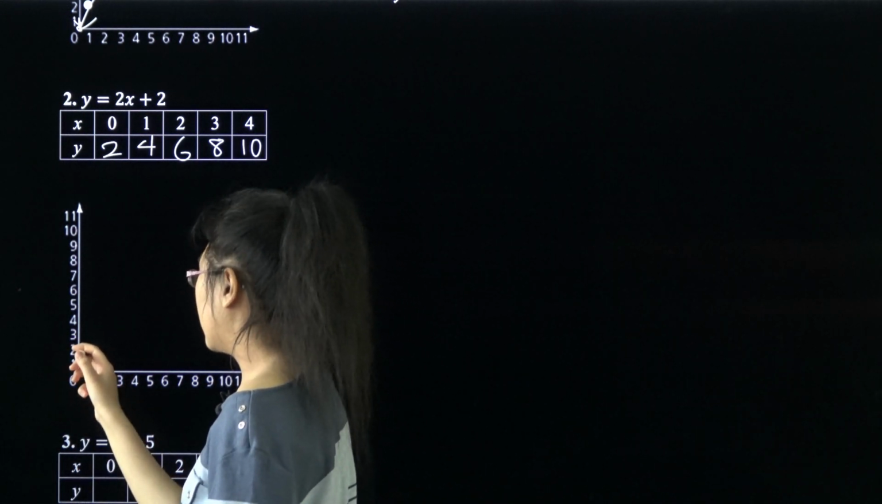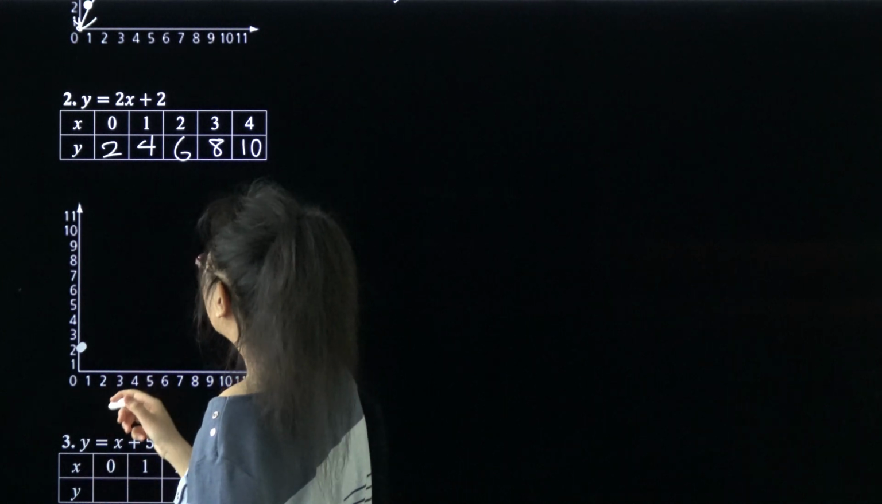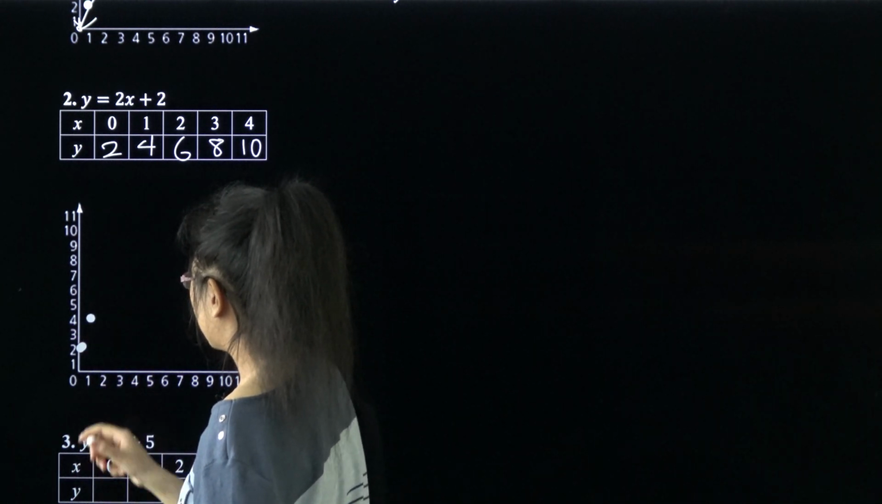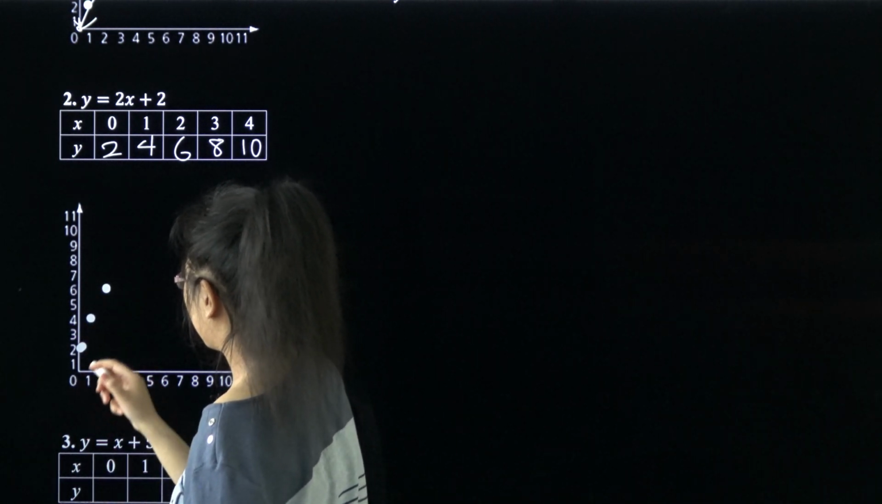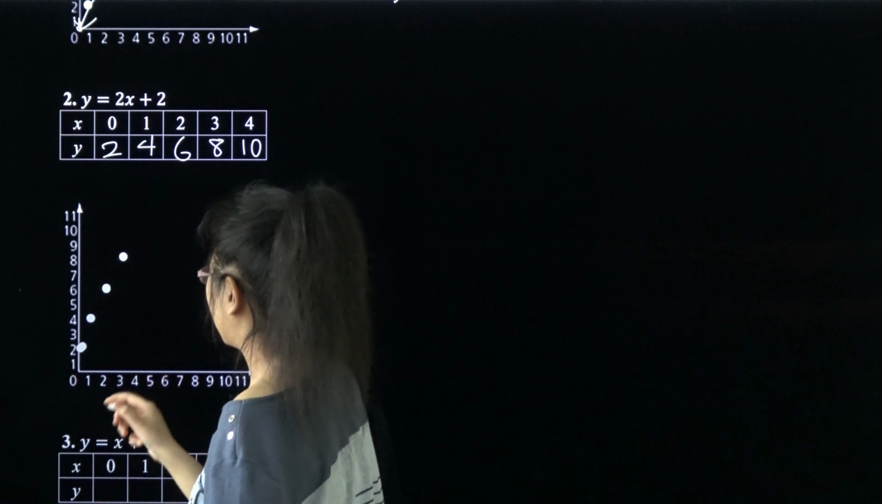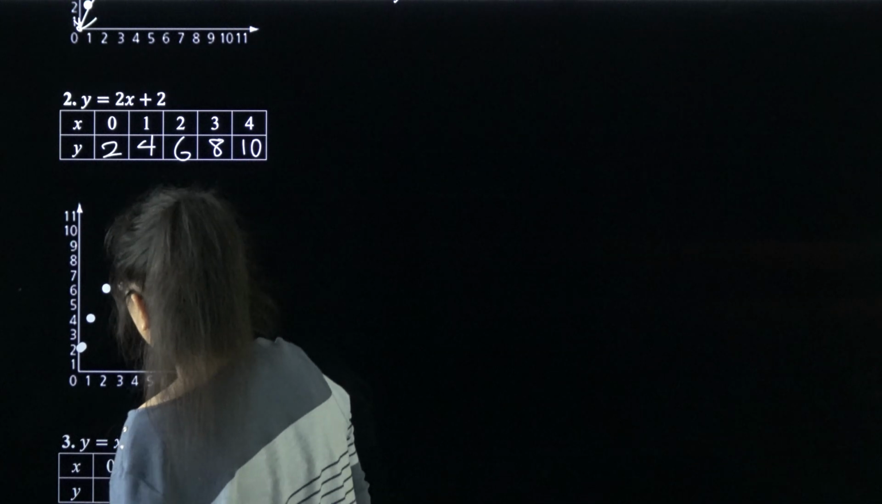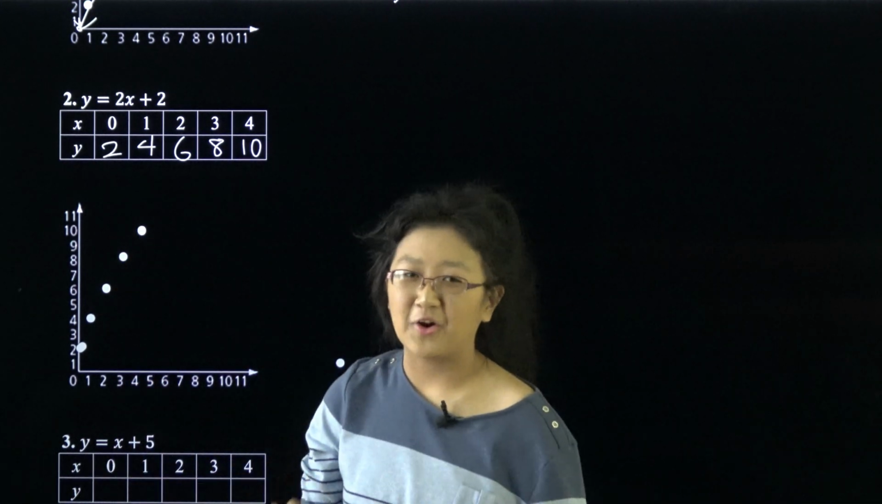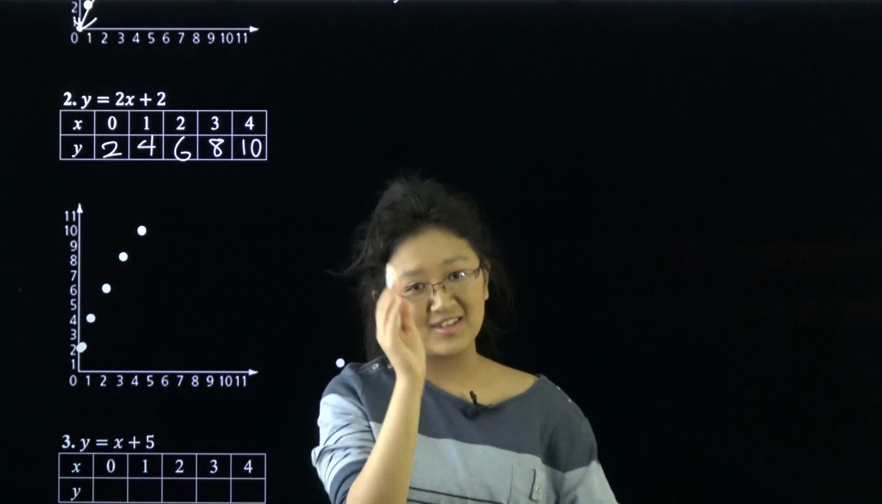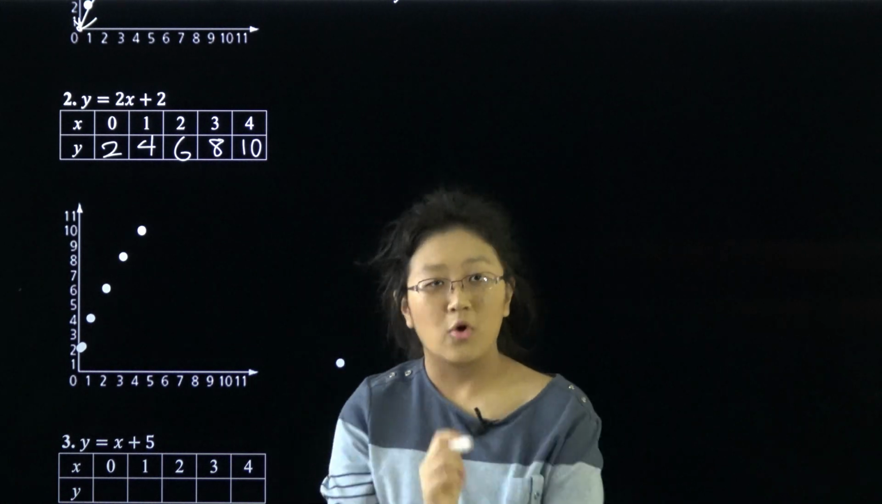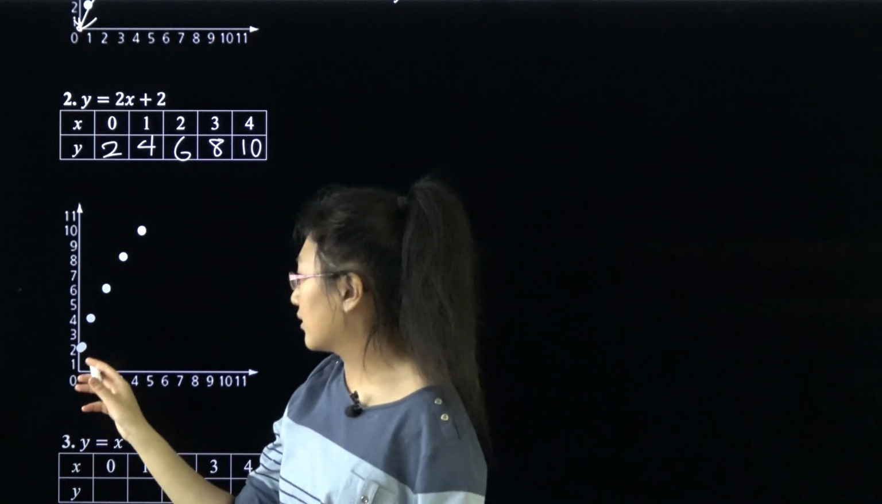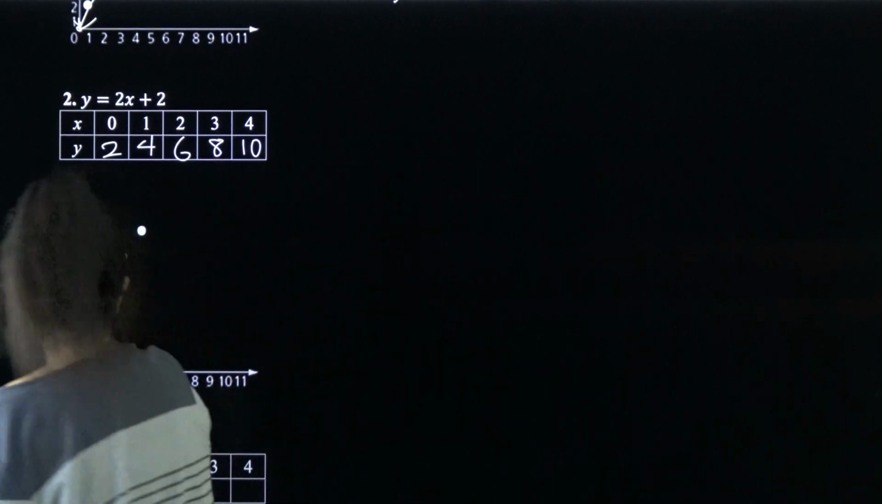So 0, 2 is around here. 1, 4 would be around here. 2, 6 would be around here. 3, 8 would be around here. 4, 10 would be around here. This is why graphing paper is so much better, because you can actually see where the grid lines meet and make a more accurate point. So let's connect these now.